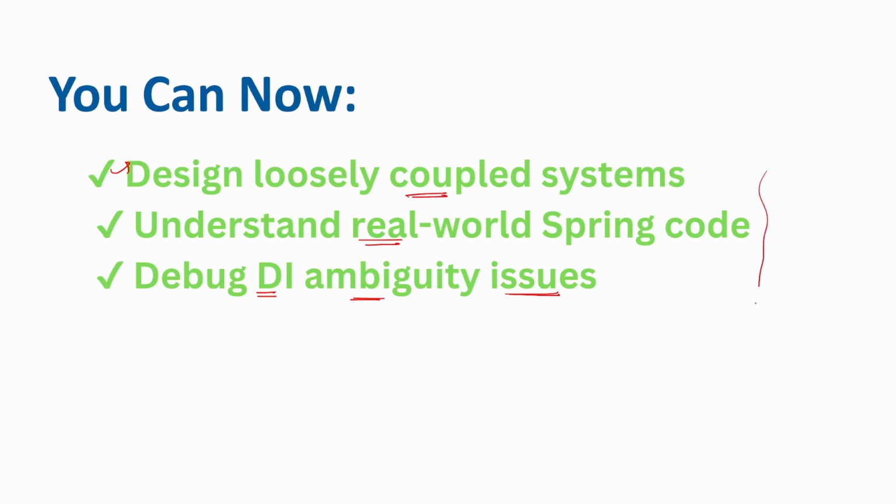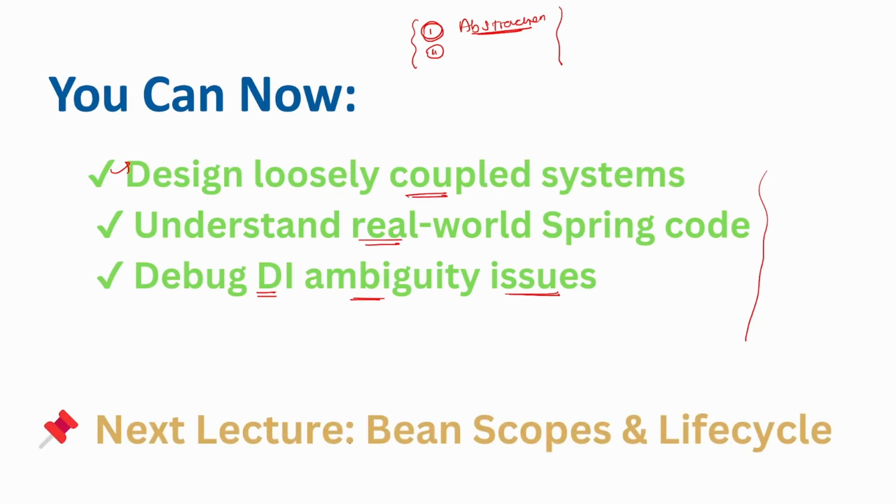So what have we learned in this video? We started with what abstraction is, why there is a need for abstraction, and how we can achieve abstraction using interfaces. Then we learned about the different methods of abstraction, using interfaces and abstract classes. Then we learned how to use dependency injection with abstraction. So this brings us to the end of the video. In the next lecture we will learn about Spring scopes and the life cycle. Thank you.